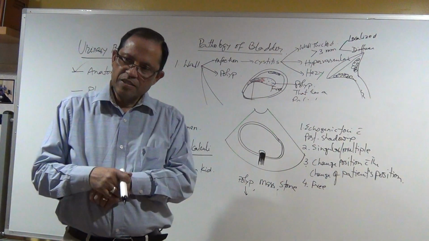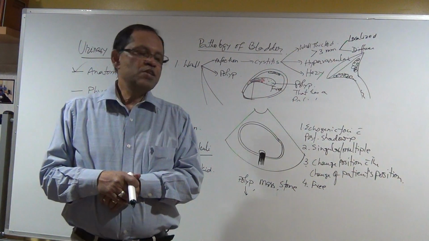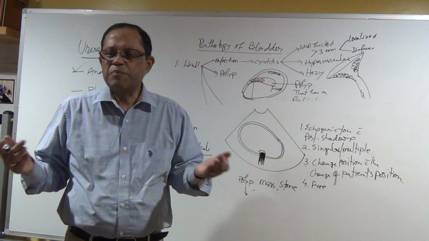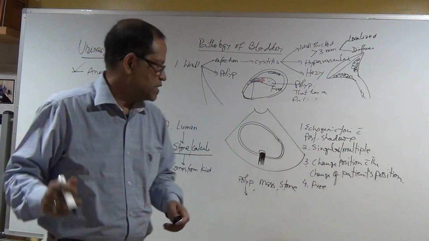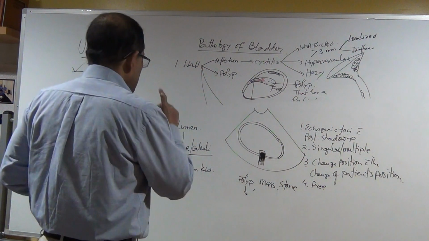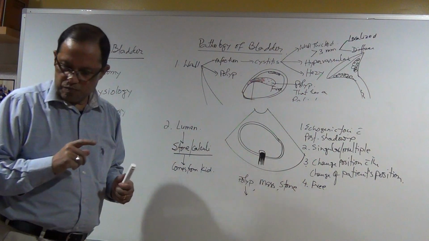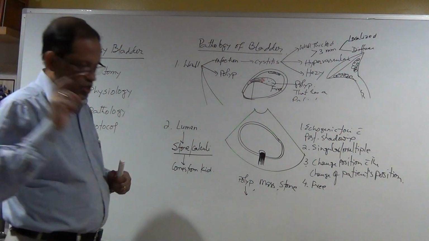Can you get bladder sludge just like you get in the gallbladder? Usually we don't call it bladder sludge, we call it debris. Okay. Debris.